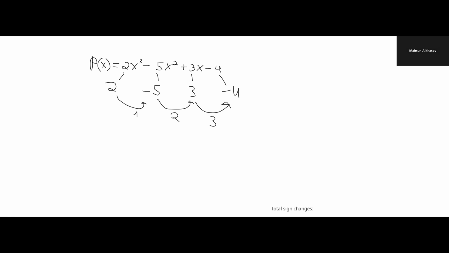So we have a total of 3 sign changes, which, using Descartes' rule of signs, tells us that the number of positive real roots of this equation is either 3 or less than that by an even number, for example 3 minus 2, which equals 1. So we have possible positive real roots of this polynomial p of x: 3 or 1.